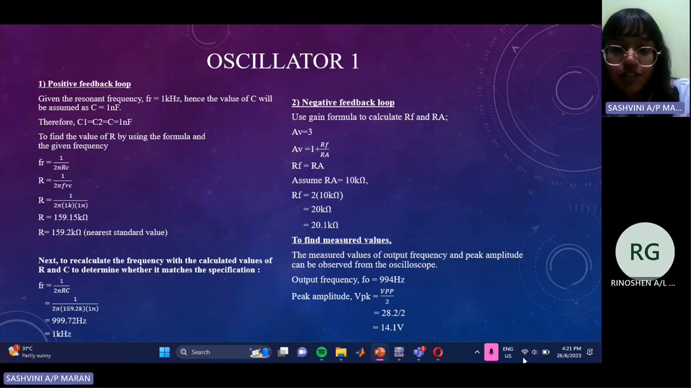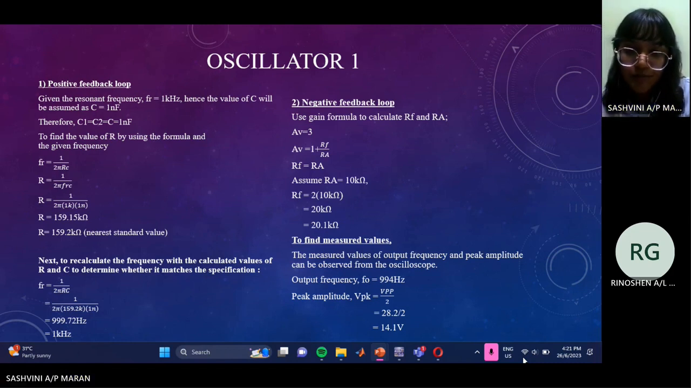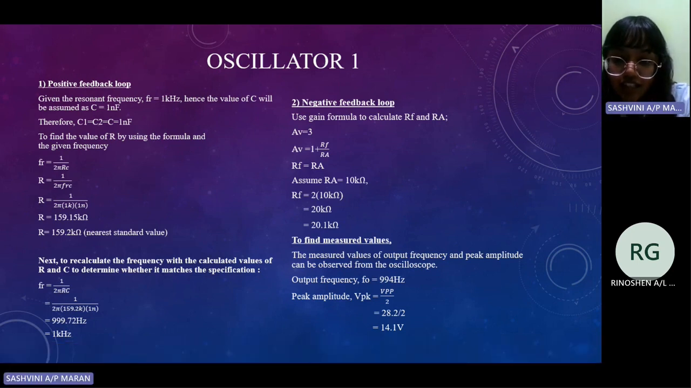Next, the measured values can be taken from the oscilloscope for output frequency and peak amplitude. Output frequency obtained is 994 Hz, whereas the peak amplitude VPK equals VPP divided by 2. From the oscilloscope, the VPP obtained is 28.2, divided by 2, hence the value of the peak amplitude is 14.1 volt.